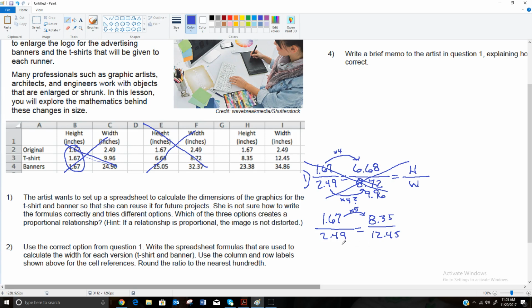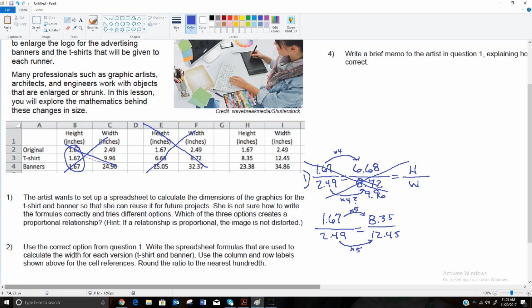So now we're going to check on the bottom here and make sure that this is also times 5. So I can either take 2.49 times 5, or I can take 12.45 and divide it by 2.49 to see if I get 5. I'm going to do 2.49 times 5 because it's easier. And I do get 12.45 when I do that. So that's the correct proportion in both directions.